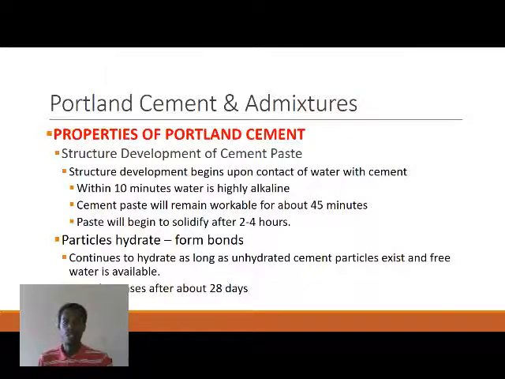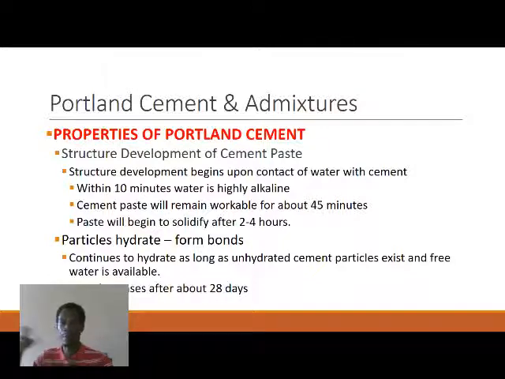Another structural development in cement paste, like we said, after you add water, it begins to react, and that reaction is usually very alkaline. Within the first 10 minutes, the water becomes highly alkaline, and that's because of the calcium oxide component of the mixture. And the cement paste will remain workable for around 45 minutes.